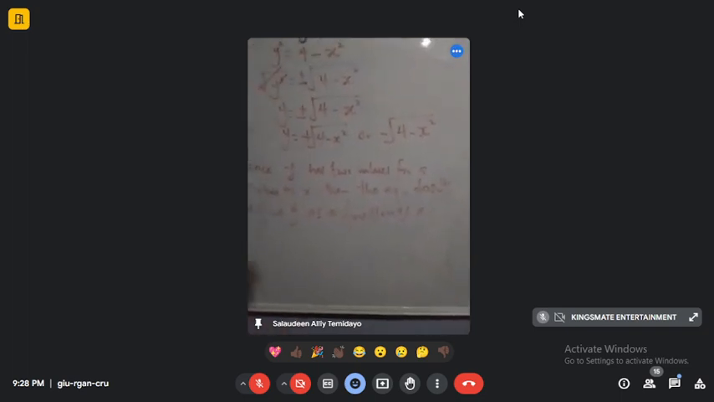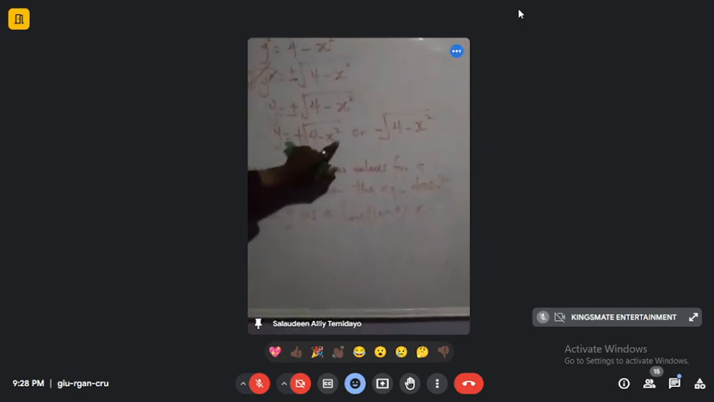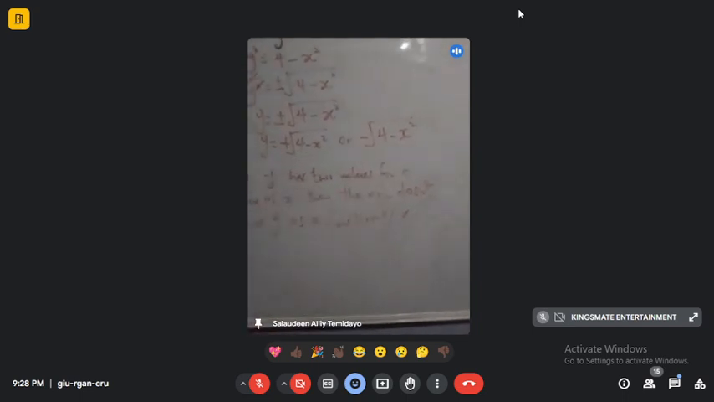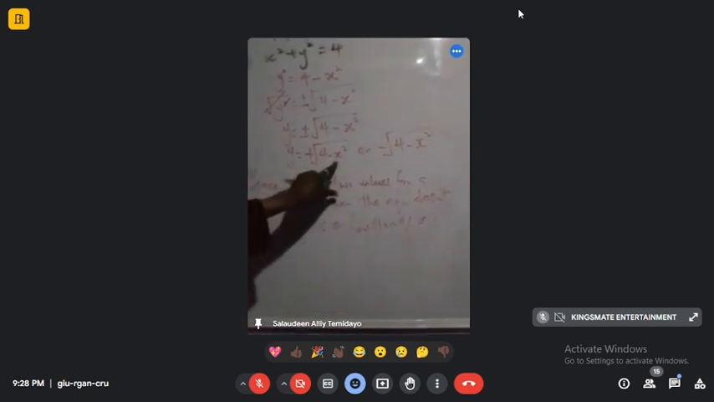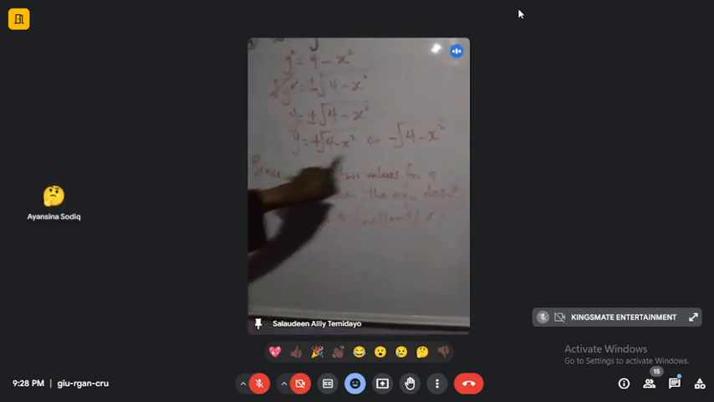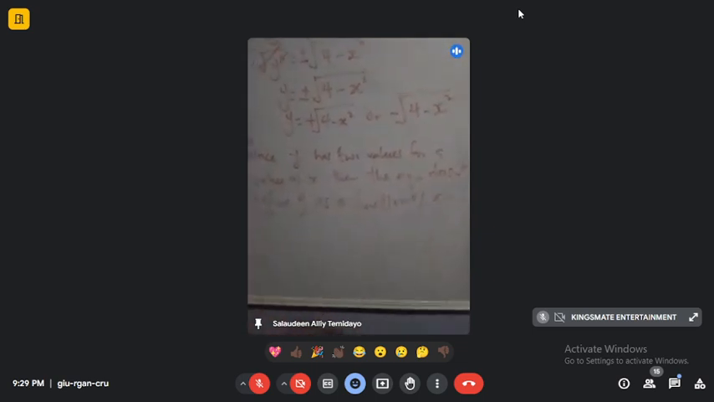This doesn't define y as a function of x, because we have positive square root here and negative square root. There are two different values for y. So if I simplify this with any value now, we'll get plus something here, minus something here. Those are two different answers.